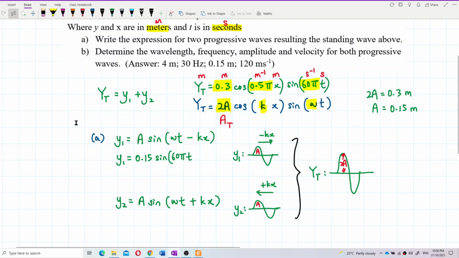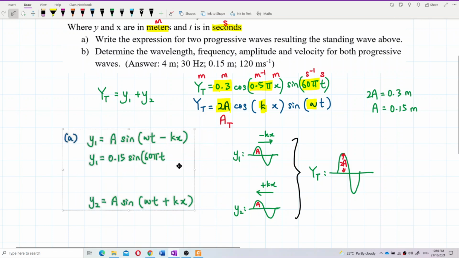I think I need to rewrite this further a bit over here. Okay, good. And then this is negative k. What is the k? K is 0.5 pi. 0.5 pi x. That's it.